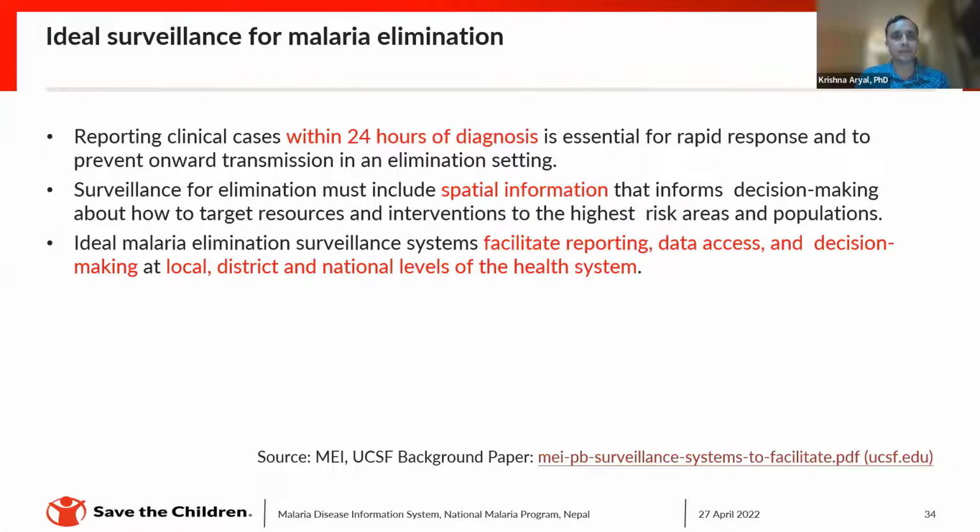We all know that it's very important to have malaria cases reported within 24 hours of diagnosis. That is essential for a quick response and to prevent transmission in an elimination setting. This also has to include spatial information that helps decision making about how to target resources and interventions to the highest risk areas and populations. Ideal elimination surveillance systems should facilitate reporting, access to the data, and decision making at all levels of the health system, that's local, district, and national level.